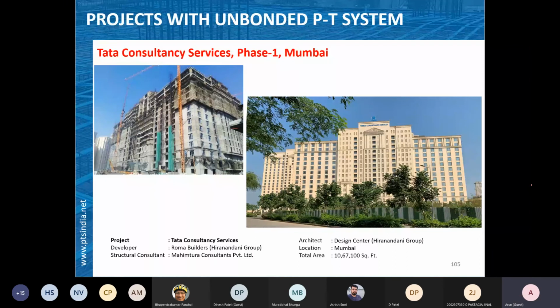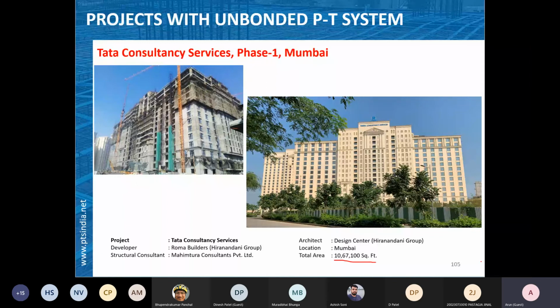This is of the same client, Tata Consultancy Services. It is a huge project. So you can see that the total area of this particular building is this much. And it is actually completed in record time.